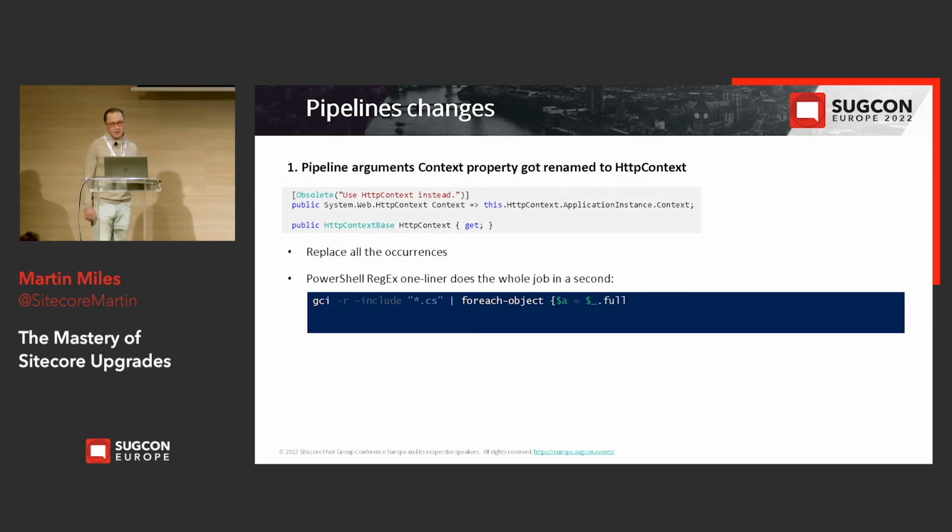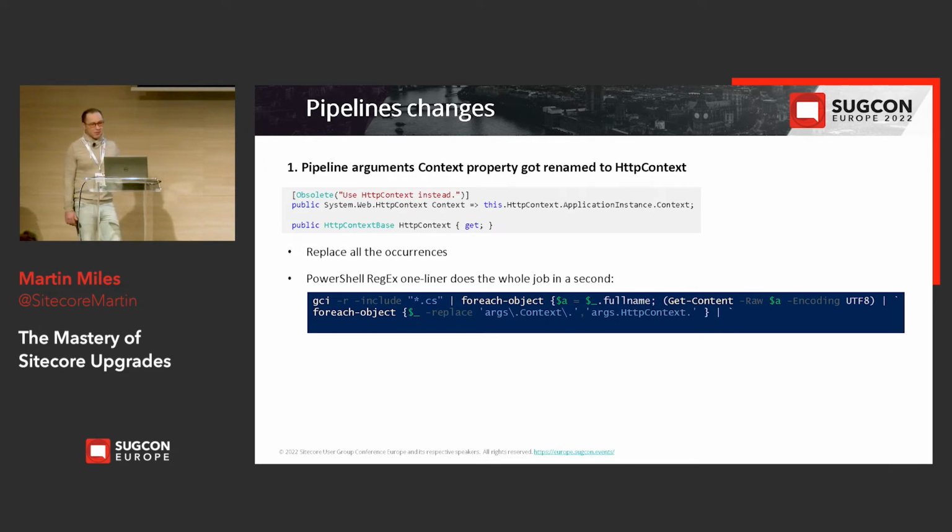Sitecore tries to reduce breaking changes where possible, but sometimes they are unavoidable. So with all Sitecore updates, there is some code that needs to be updated because it's not simply compatible. This is a good example. The HTTP request argument had a context property, which has been removed in favor of HTTP context. In fact, they simply renamed it. It results in a breaking change for all the custom pipeline processors, which you all need to rewrite.